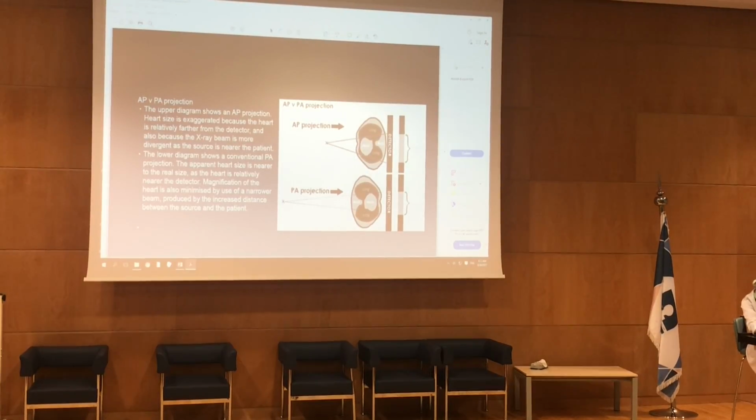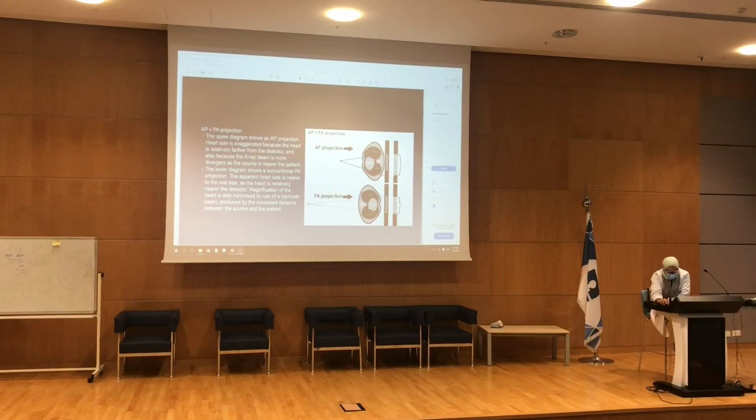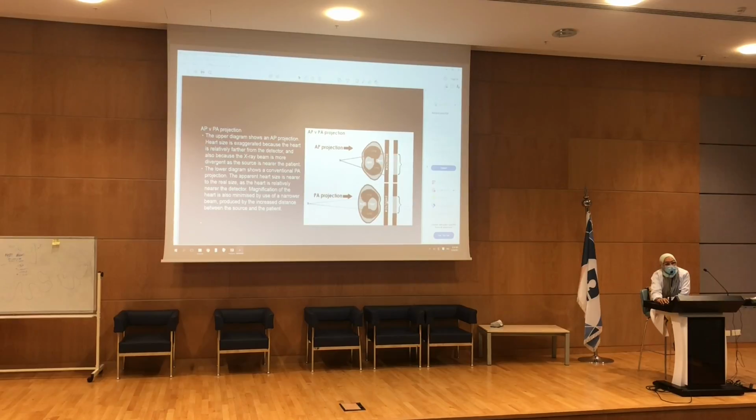Okay, so what is the difference between the AP, the anteroposterior, where the X-ray goes through the patient front to back, and the posteroanterior projection, where the X-ray goes from the patient's back to front? When you're doing the PA projection, the X-ray source is farther from the patient, okay? You have the facility to do that with the size of the room. So this causes the X-ray beams to be more focused, right? And less magnification for the organs closest to the detector.